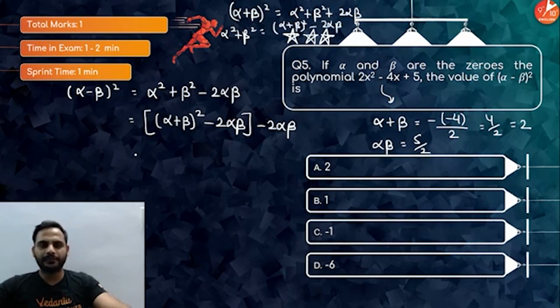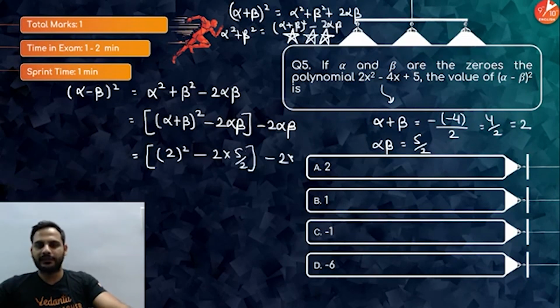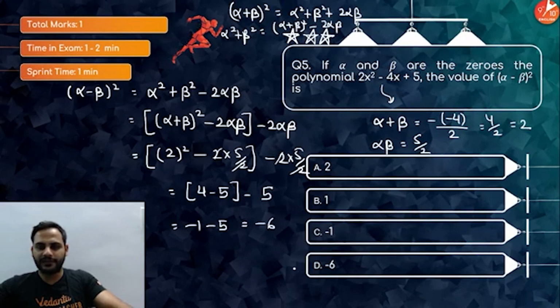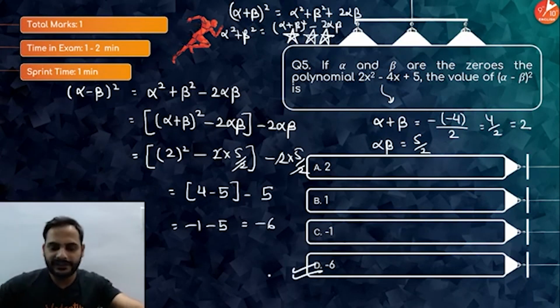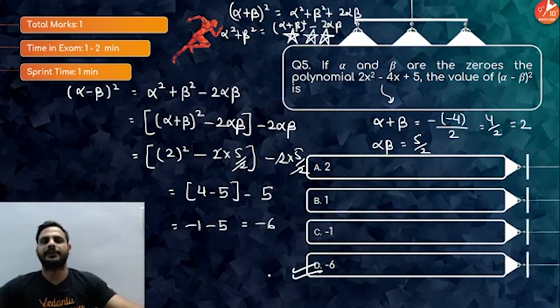So now, I know that alpha plus beta is 2. So 2 square minus 2 times alpha into beta, which is 5 by 2, minus 2 times alpha into beta, which is 5 by 2. So 2 and 2 got cancelled, here also 2 and 2 got cancelled, you are left with 2 square is 4 minus 5 minus 5. So 4 minus 5 is minus 1 minus 5, which is equal to minus 6, and option D will be your correct answer.